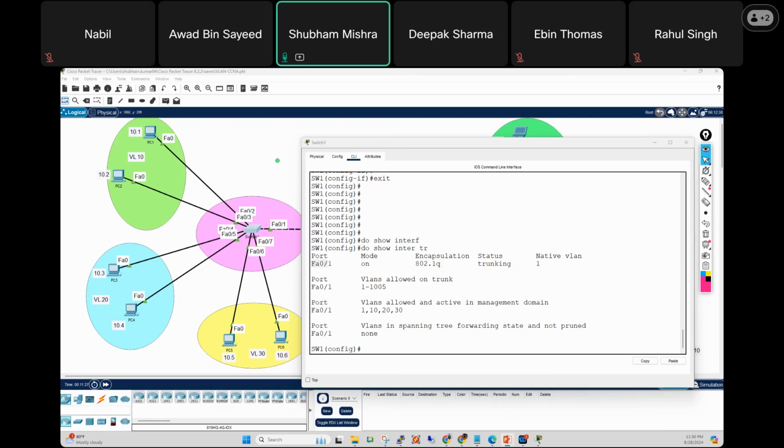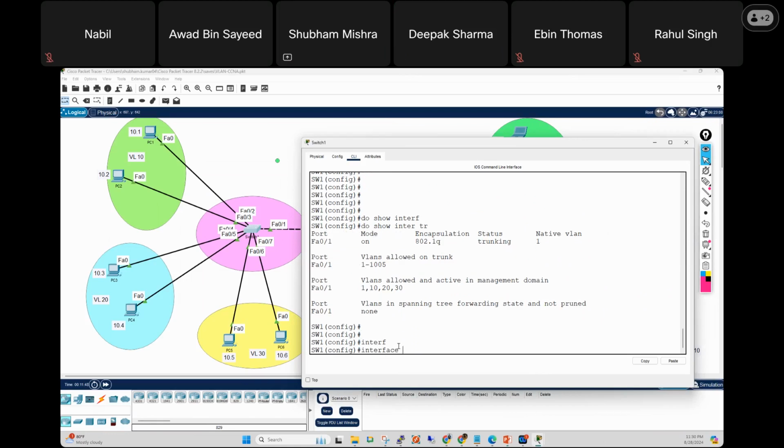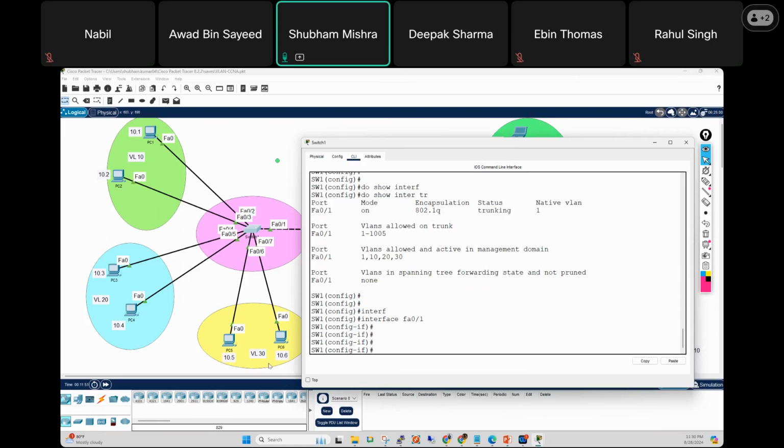Before native VLAN, first of all, tell me one thing. By default, how many VLANs are allowed? All the VLANs are allowed. But can we modify it? Yes, we can modify it. For example, what is the interface on which you configure the trunk? Interface FastEthernet 0/1. This is the interface where you configure the trunk.